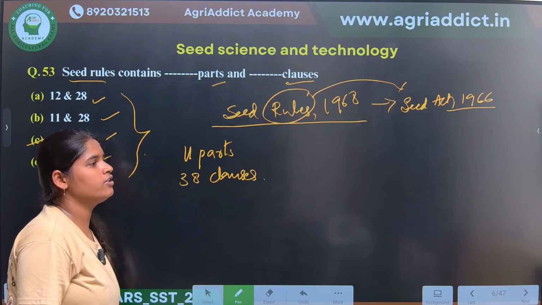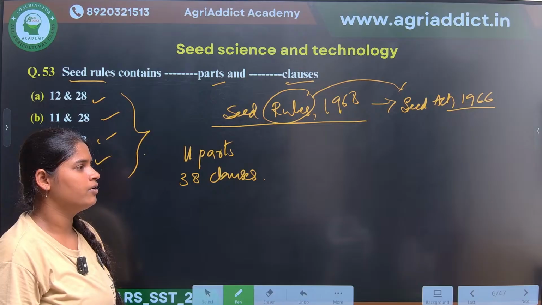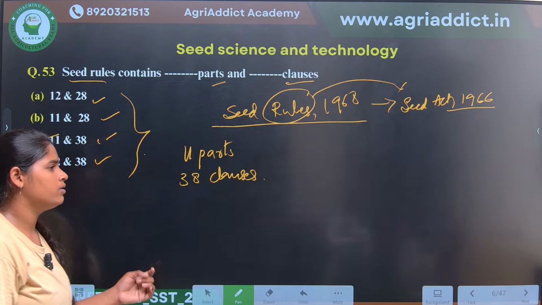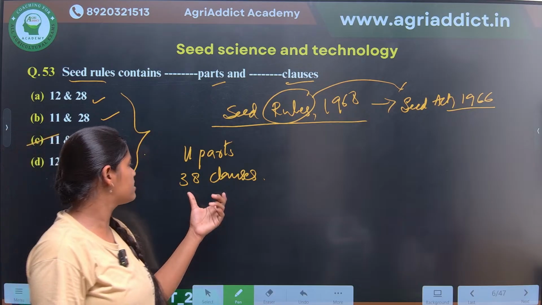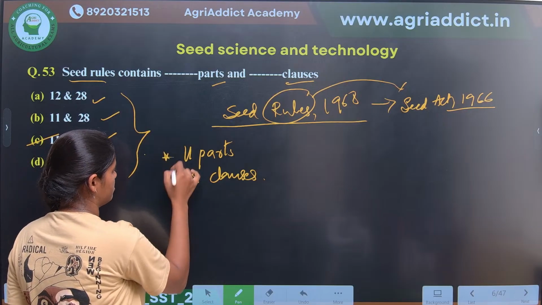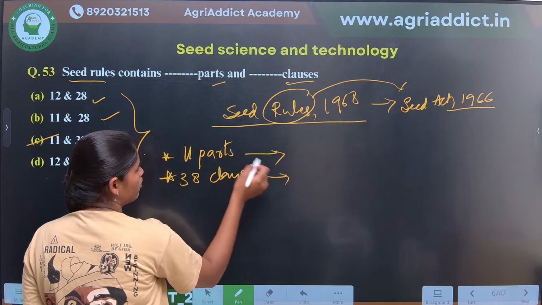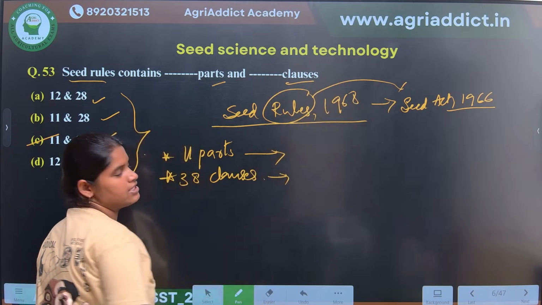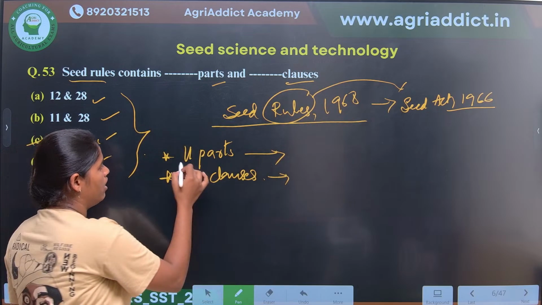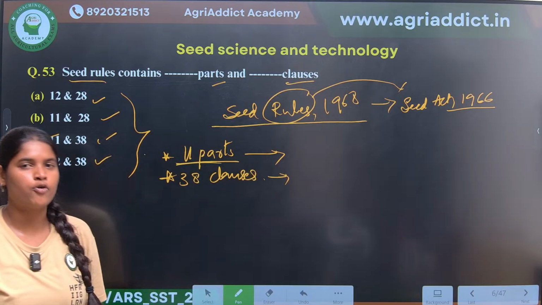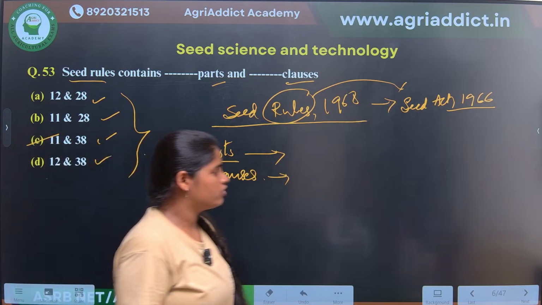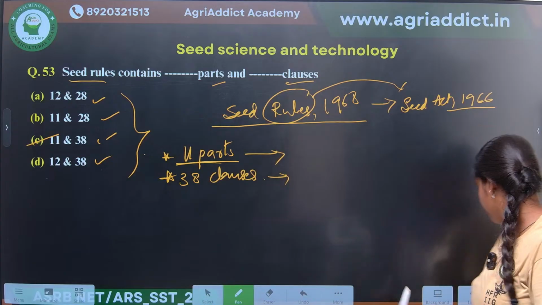Right, Shrikant, Sherin and all answered it right. Pratibha, just look into it. It is 11 parts and 38 clauses. Okay. Try to remember at least the important provisions, because if you know the seed act, you can easily remember the seed rules. The heading of 11 parts you have to remember. Okay. So the option is C.